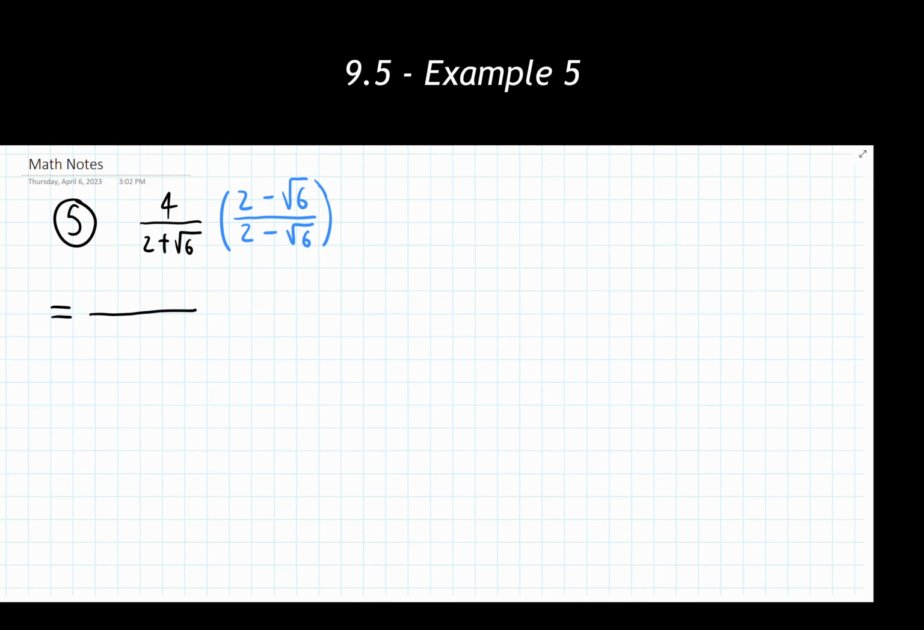So for the numerator, I have 4 multiplying to everything inside of the set of parentheses. And that's going to give me 8 minus 4 times the square root of 6. In the denominator spot, I'm taking this 2 and it's going to multiply through to everything inside here. That's going to give me 4 minus 2 square root 6. I then have square root of 6 distributing through and multiplying here. And that's going to give me plus 2 square root 6 minus square root of 36. We'll extend this out a bit.